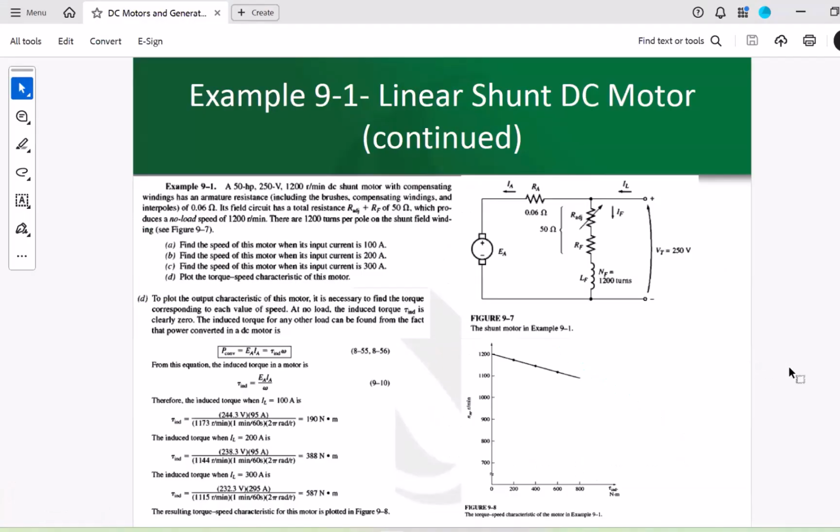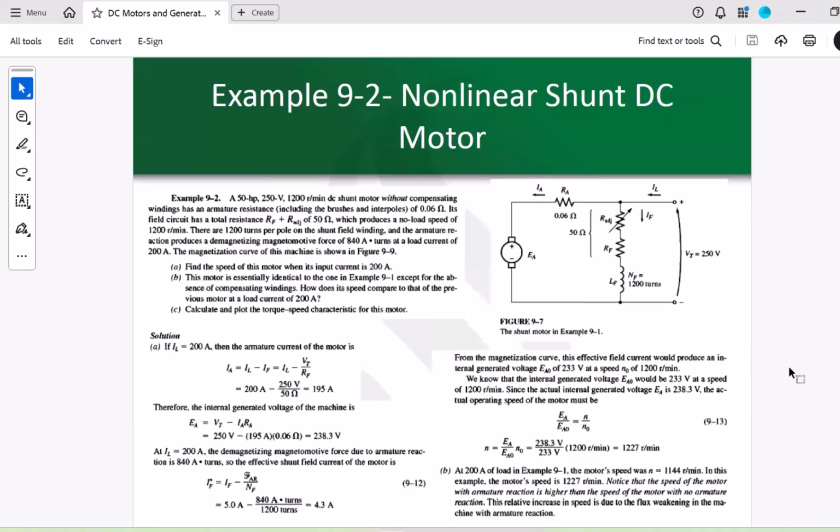So let's go to the second example. As you can see, really, circuit-wise, the motor doesn't have any complex circuit. It's all based off of a bunch of resistances, a bunch of sources. That's it. The only thing that can make it a little bit complicated is the nonlinear operation of the machine when it goes into saturation, when it goes into the nonlinear curve of the machine, which we're going to do some examples of here. Example 9.2.